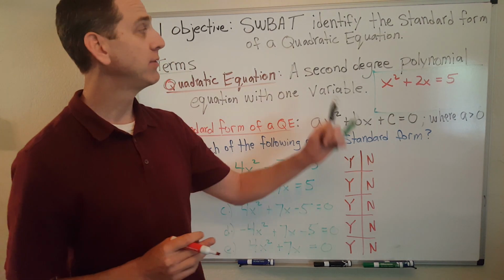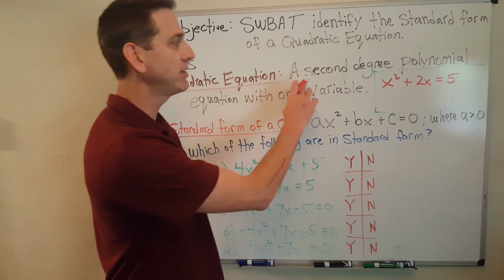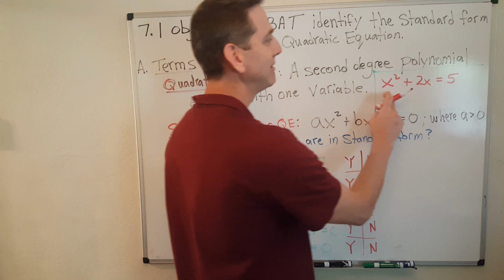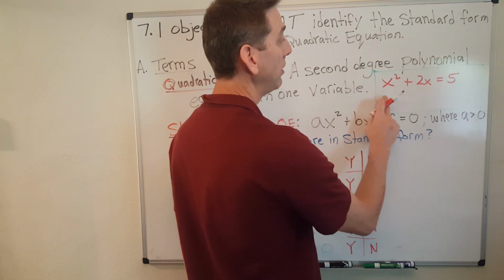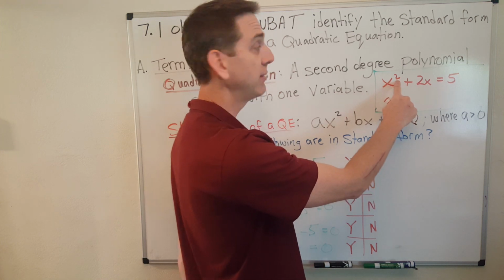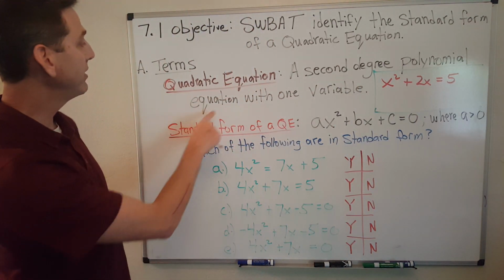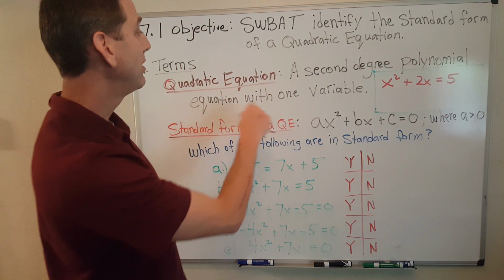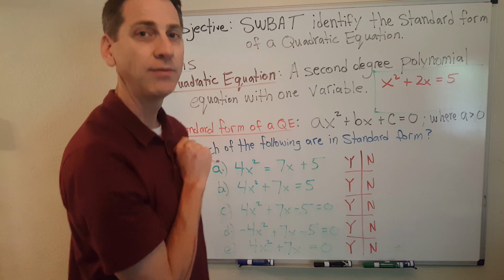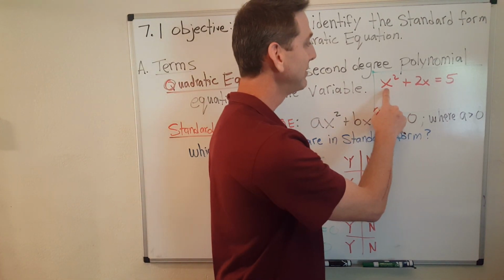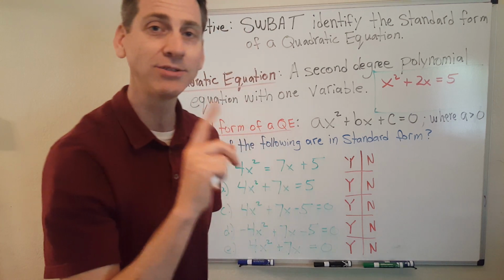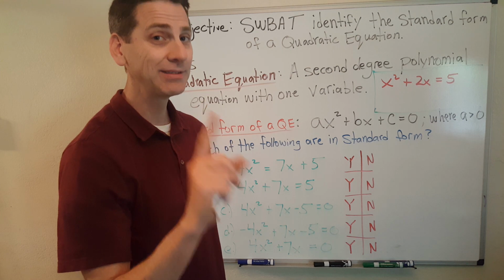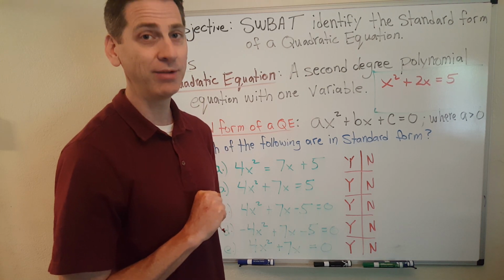All right, let's look at the definition. A quadratic equation is a second degree polynomial. Is this a second degree polynomial? Yes, it is, because of that 2 right there. Is it an equation? Yes, it's an equation because it has an equal sign. Does it have one variable? Well, it's got an x and an x there. Yes, it has just one variable. Even though that variable is in 2 different places, it still only has one variable.